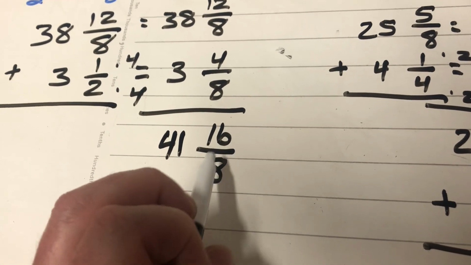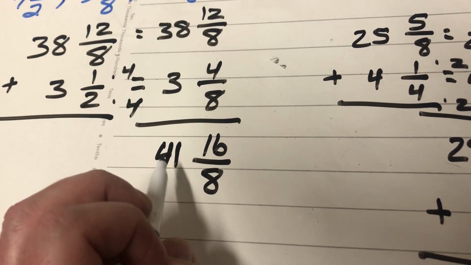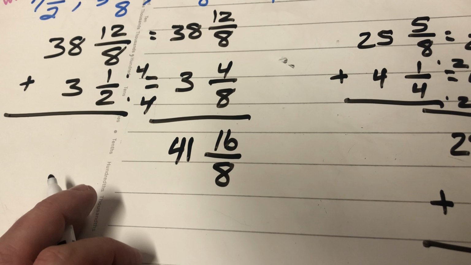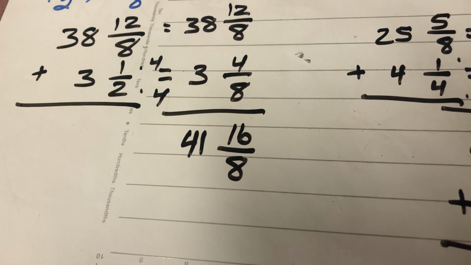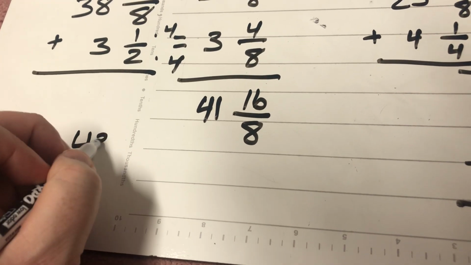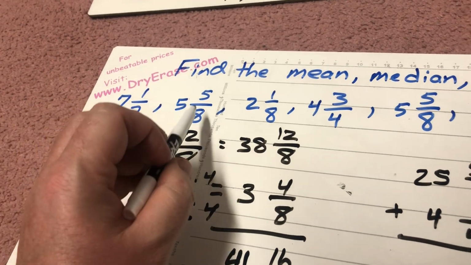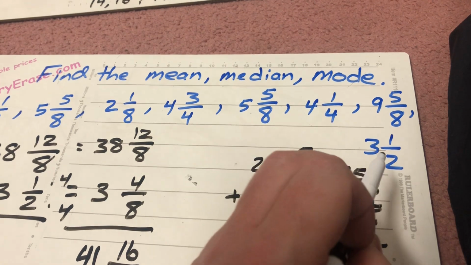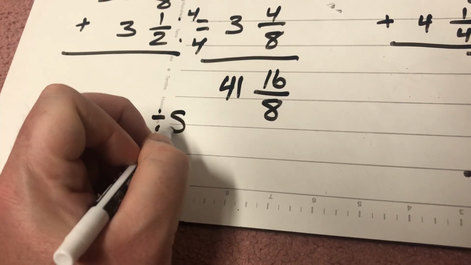Once again, 16 over 8 is 2. 16 divided by 8 is 2. So 41 and 2 make 43. When I add them all together, I get 43. But to find the mean, I have to divide them by how many numbers are in the set. So I'm going to take 43, and I'm going to divide it by how many numbers are in the set. 1, 2, 3, 4, 5, 6, 7, 8. I'm going to take 43 and divide that by 8.